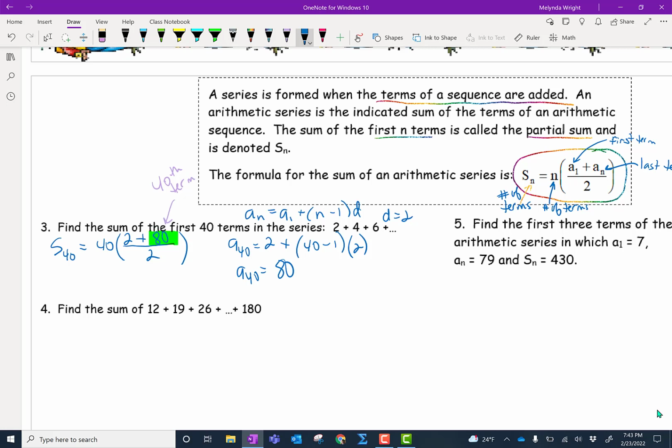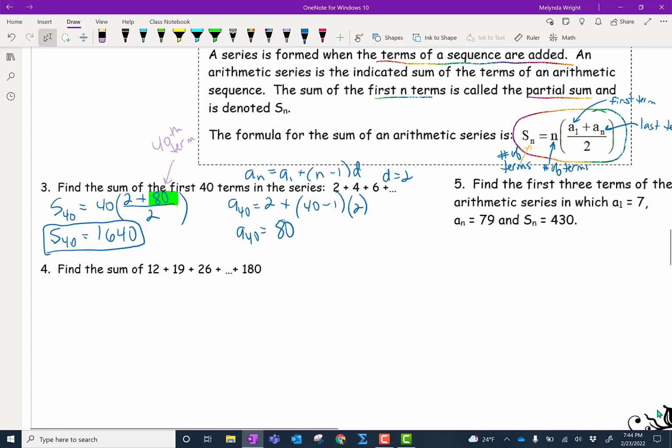And then we put this in our calculator. So 80 plus 2 is 82. 82 divided by 2, so we have 41. 41 times 40 is 1,640. So that's our 40th partial sum. Okay, great. Here we go.